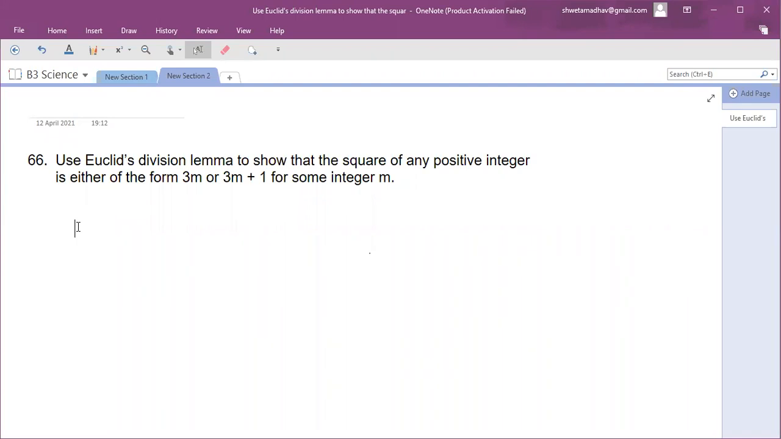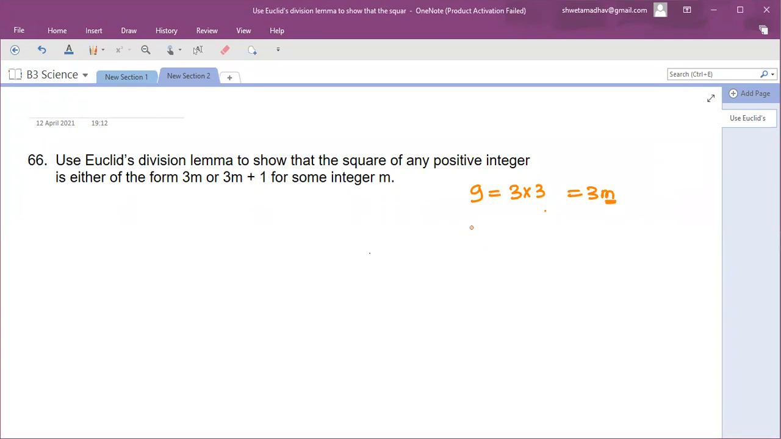Fine. So what they are exactly asking us to do is the square of any number. Take any square number. Tell me any square number. 9. So 9 is divisible by 3. How can we show 9 is 3 into 3? So that means it is of the form 3m, where m is a quotient. 3 into something, that is a quotient, right?